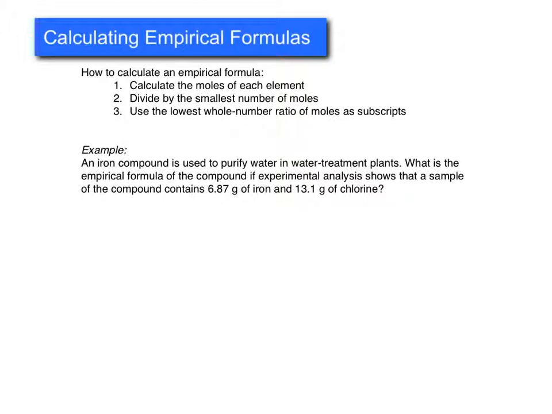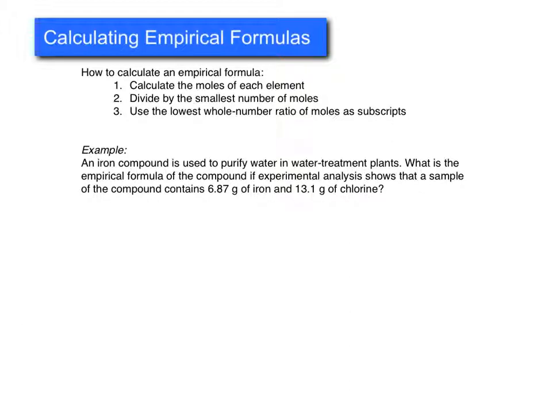So for this example here, we have an iron compound that is used to purify water in water treatment plants. What is the empirical formula of the compound if experimental analysis shows that a sample of the compound contains 6.87 grams of iron and 13.1 grams of chlorine? So the first thing that we need to do, if we follow our steps that are up here, is to calculate the moles of each element. All right, because iron and chlorine don't weigh the same amount, so we need to know how many of each of them we have relative to each other.